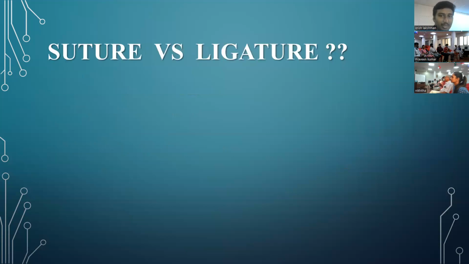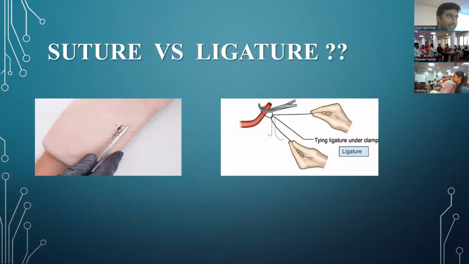Can anyone say the difference between suture versus ligature? Or both are the same? We start from Nikita. Suture is to approximate an open wound, whereas ligation is to close the end of a tube, sealing the tube, making it a blind sac. Yes, correct. And in suture, we use a needle, and in ligature, we don't use a needle.